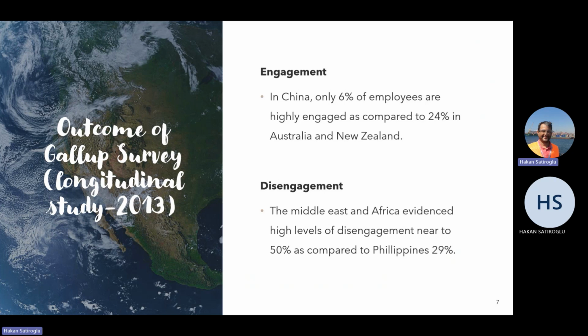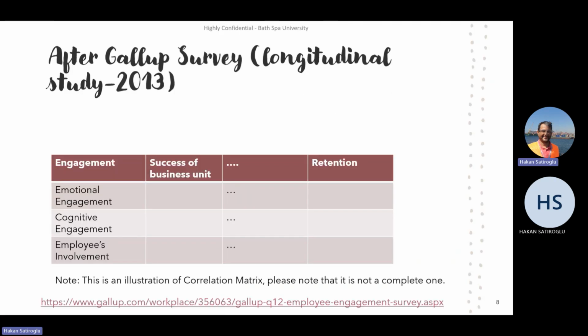Okay. In China, only 6% of employees are highly engaged, compared to 24% in Australia and New Zealand. It's really interesting. And for disengagement, the Middle East and Africa database shows evidence of high levels of disengagement, near 50%. Nearest to them is the Philippines at 29%. Okay, so these are the outcomes. Maybe you can find them useful.